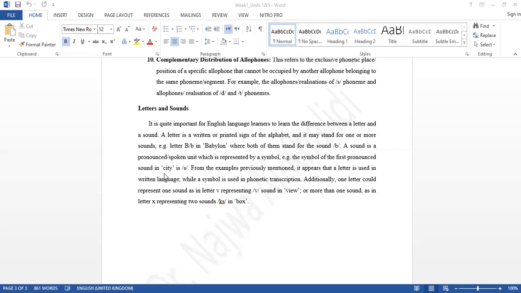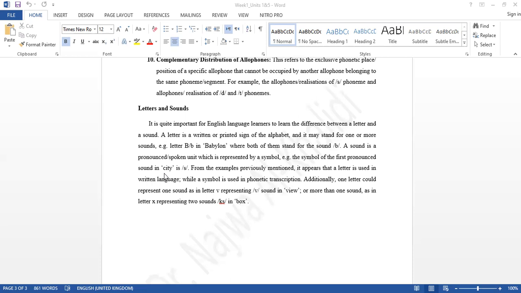So the letter C, phonetically or phonologically, could be realized differently. It is either S, K, or ch when it is combined with the letter H. Or again K when it is also combined with the letter H. So there is a difference between letters and sounds.